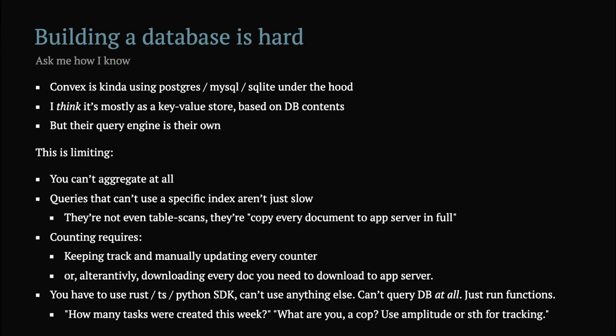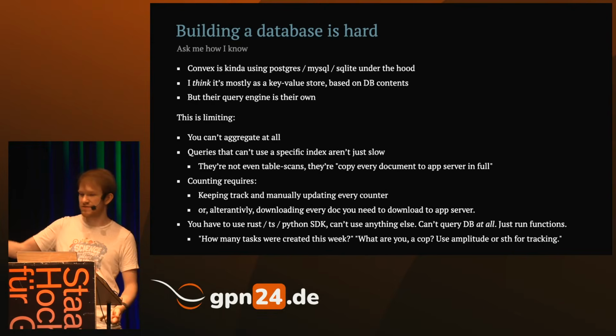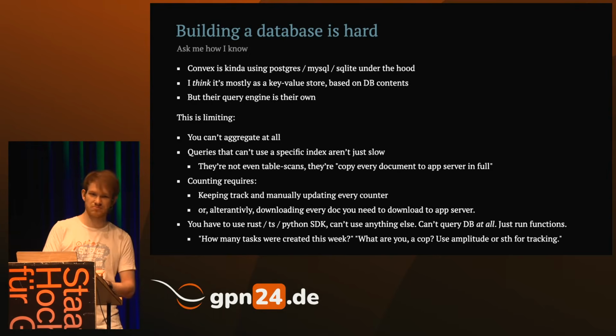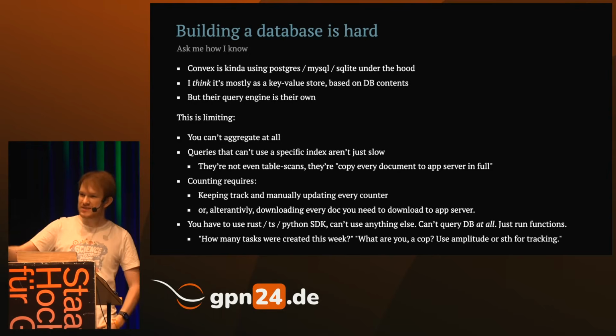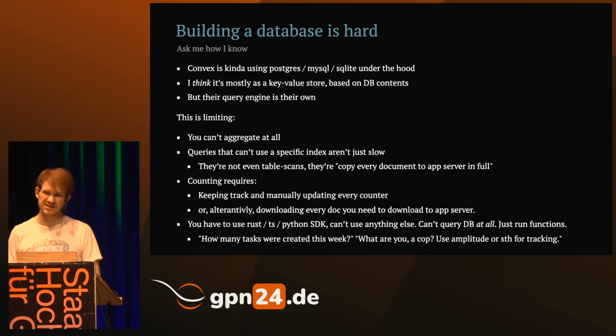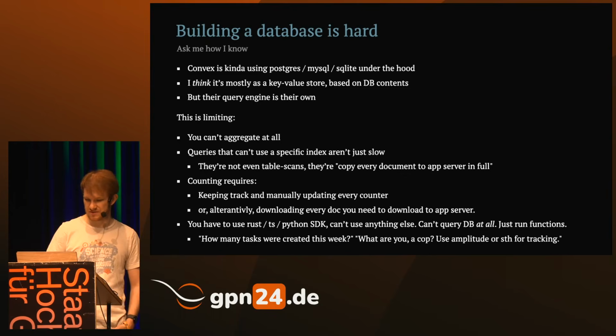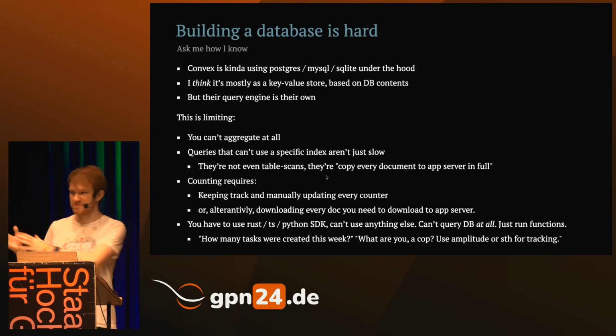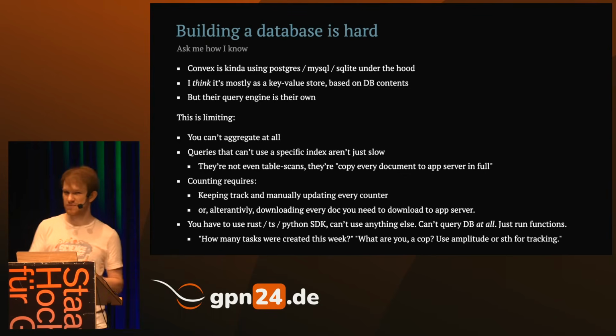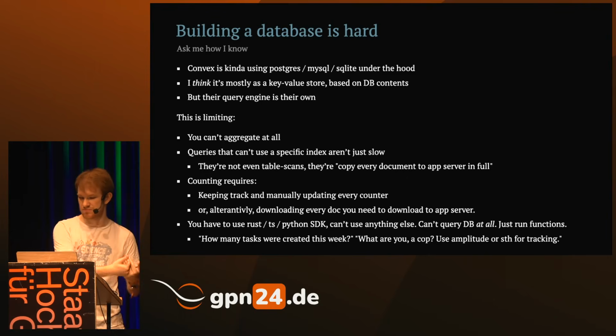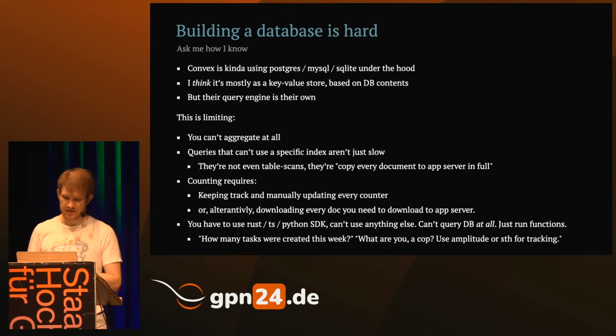Queries that can't use a specific index aren't just slow. In Postgres, if you have a database with a table with 1,000 rows, 2,000 rows, and you can't use an index, it's still very fast. Postgres will fall back to what's called a table scan, where it reads the relevant parts of the table and still gives you results very quickly. But in Convex, this just isn't possible, because what Convex does is that it would send every document in that table to the app server, and the app server has to process all of the data, which can be very expensive.